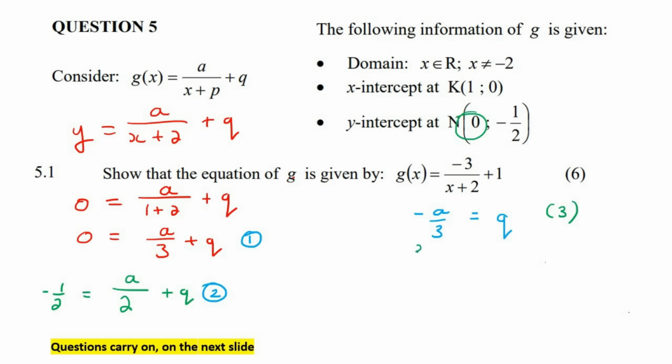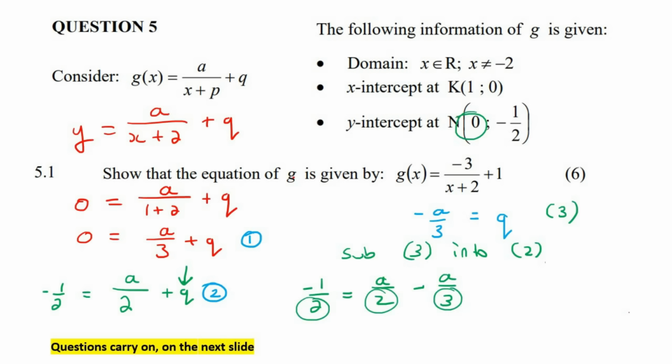I'm then going to take that equation number 3 and substitute it into equation number 2. So if q is equal to negative a over 3, then I'm going to replace this q with negative a over 3. That leaves us with negative 1 over 2 equals a over 2 minus a over 3. Then you see we've got fractions, so we're going to get a common denominator. The lowest common denominator would be 6.